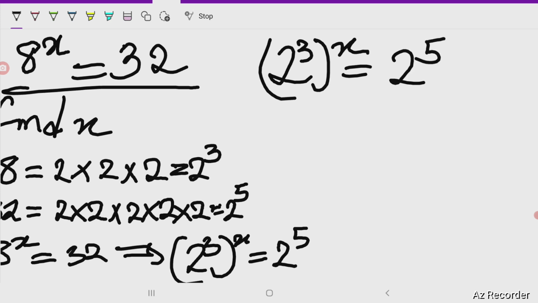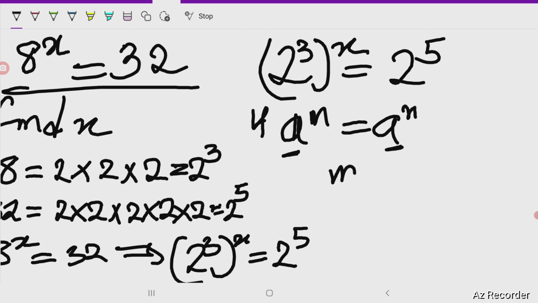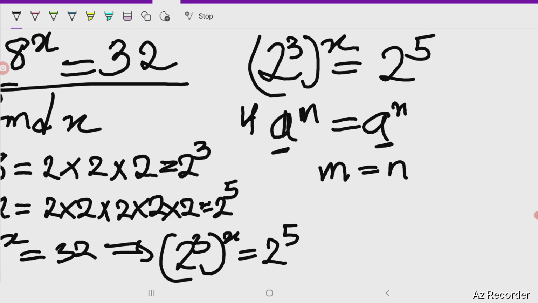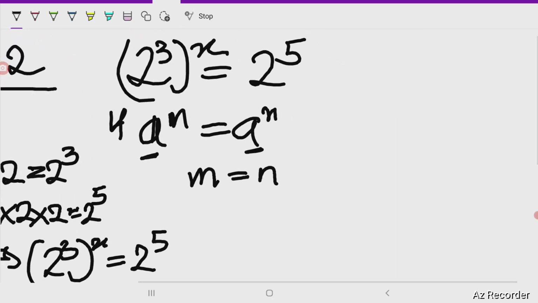Let's recall that if a raised to power m is equal to a raised to power n, we all know from the laws of indices that because the bases are equal, m is equal to n.